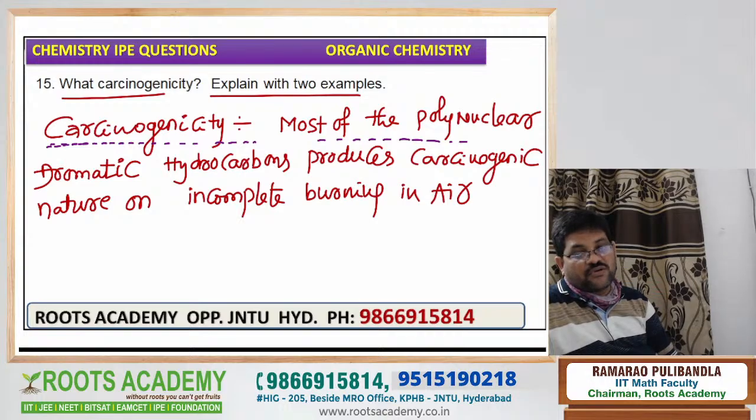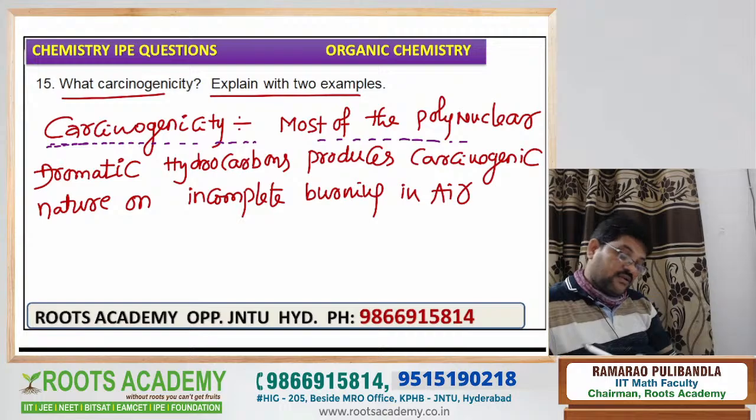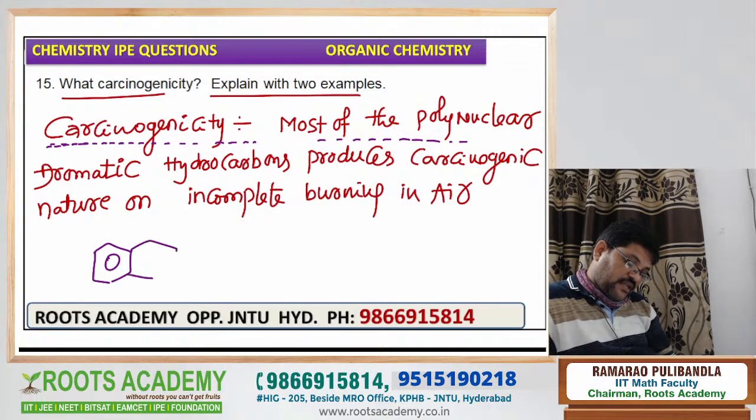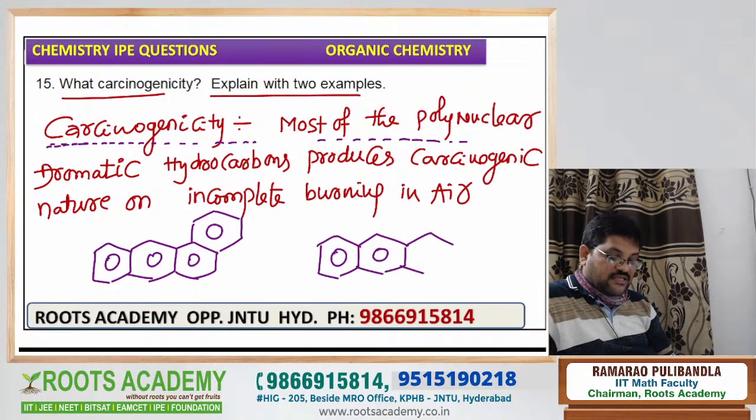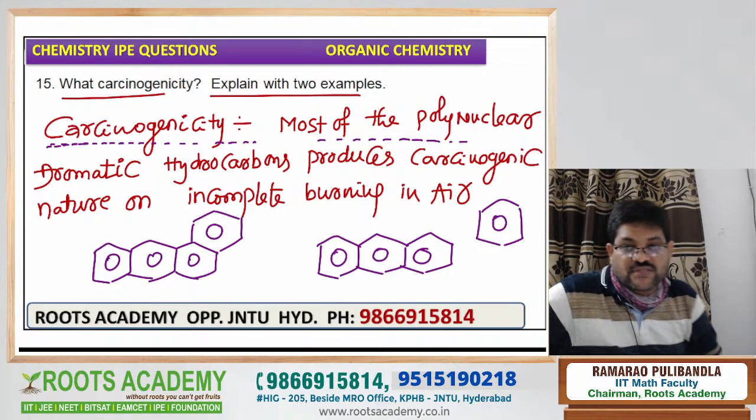Best example, cigarette smoke. Cigarette smoke is composed of nearly 1000 carcinogenic chemicals because of incomplete burning in the air. Understood? So what are the examples of this? One of the best examples of a carcinogenic molecule is phenanthrene. Another example of a carcinogenic molecule is anthracene. Benzene is also an example of carcinogenic molecules. Simple logic.